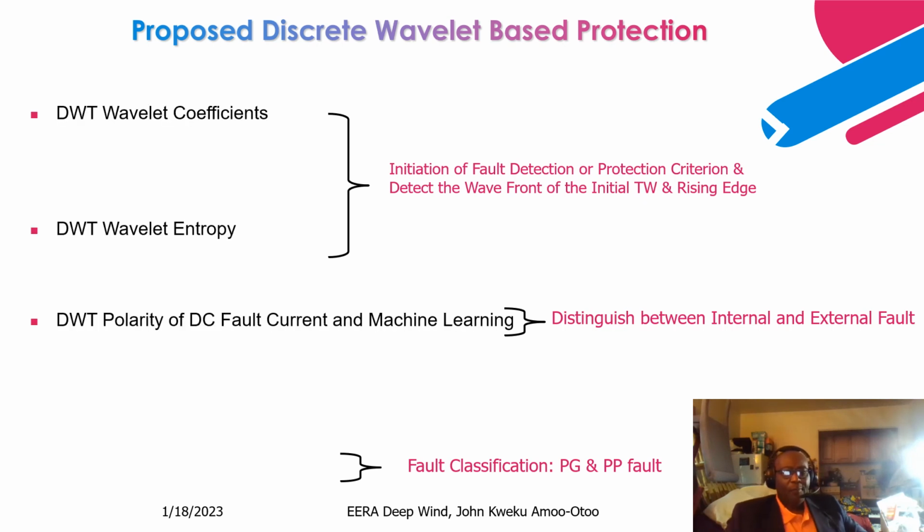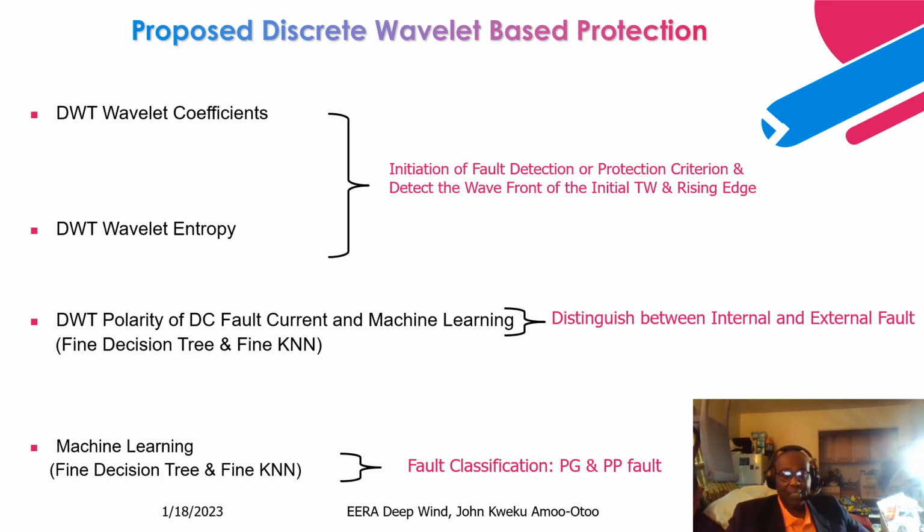Okay, so for the initiation of the fault detection and the protection criterion, I'm utilizing the wavelet coefficients and the wavelet entropy, based on the MATLAB discrete wavelet transform algorithm. To distinguish between an internal and an external fault, I'm utilizing the polarity of the DC fault current in comparison with the AC side. I'm also utilizing machine learning algorithms, the fine decision tree and fine KNN, in addition to that, so that will supplement the polarity criterion.